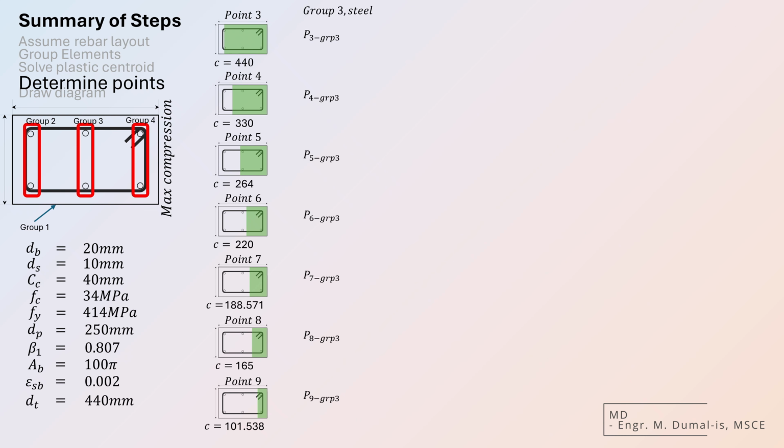Now let's proceed to group 3. The rebars are located near the middle of the section. From the shaded compression blocks for each point, we observe that at points 3, 4, and 5, group 3 rebars are inside the compression block, meaning they act in compression. From points 6 to 9, they lie outside, meaning they transition into tension.